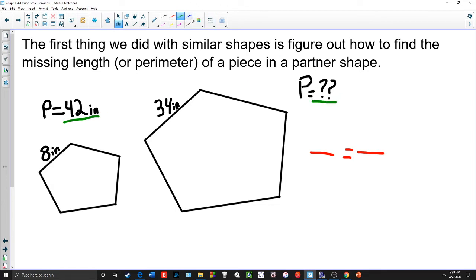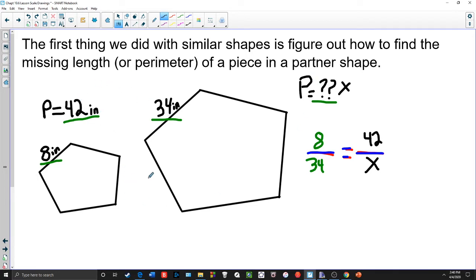So what I could do here is say, all right, let me do this in a slightly different color. If I say 8 over 34, that'd be my first scale factor. Well, if that's going to be a scale factor, that should also be equal to this perimeter over that perimeter. So that should also be equal to 42 over what I'll call x. I don't know what the perimeter of this shape is, so I'll call that my x there. Because again, the reason this equality is always going to be true is the fact that the scale factors are always consistent no matter where you take them from. So if I take length to length, that should equal perimeter to perimeter.